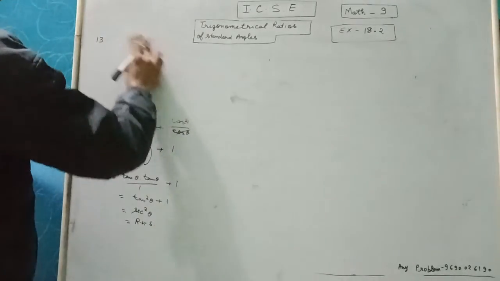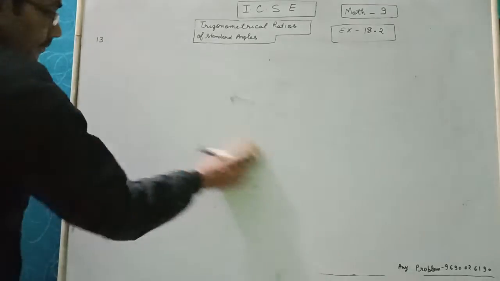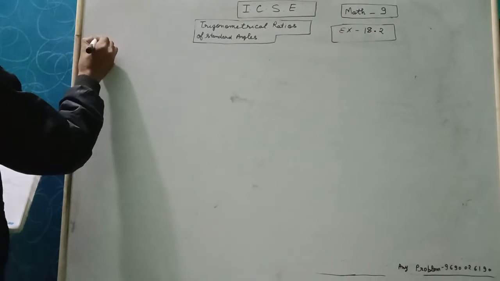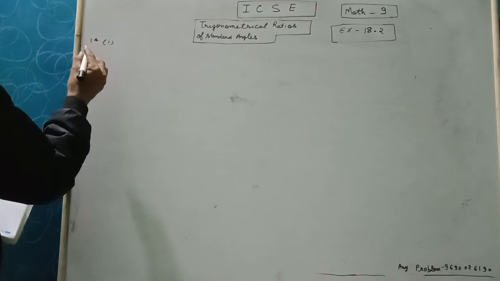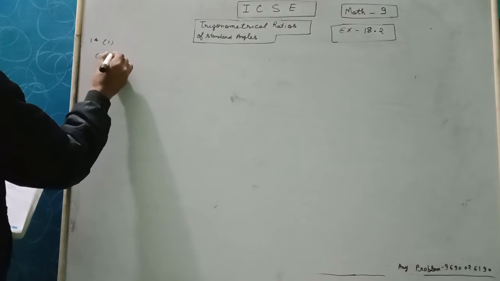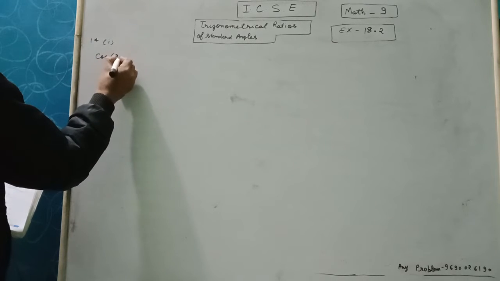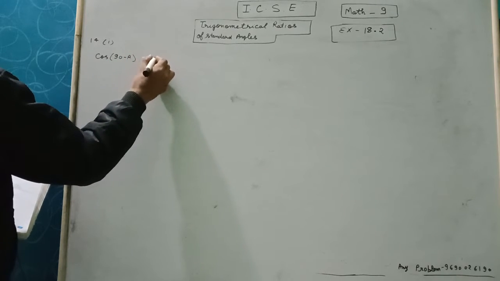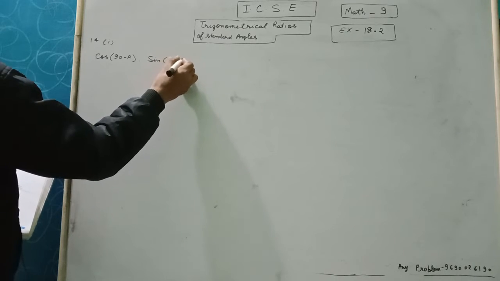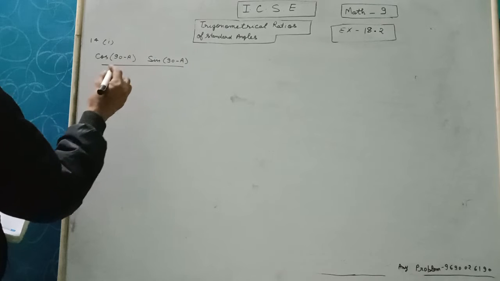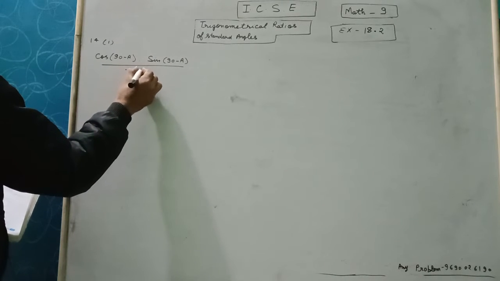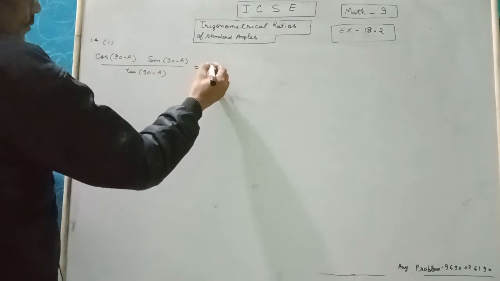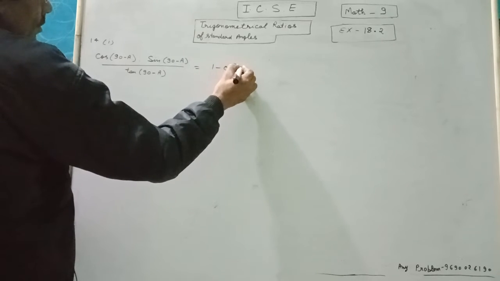Question number 14, first part: cos(90 minus a) into sin(90 minus a) upon tan(90 minus a) is equal to 1 minus cos square a.